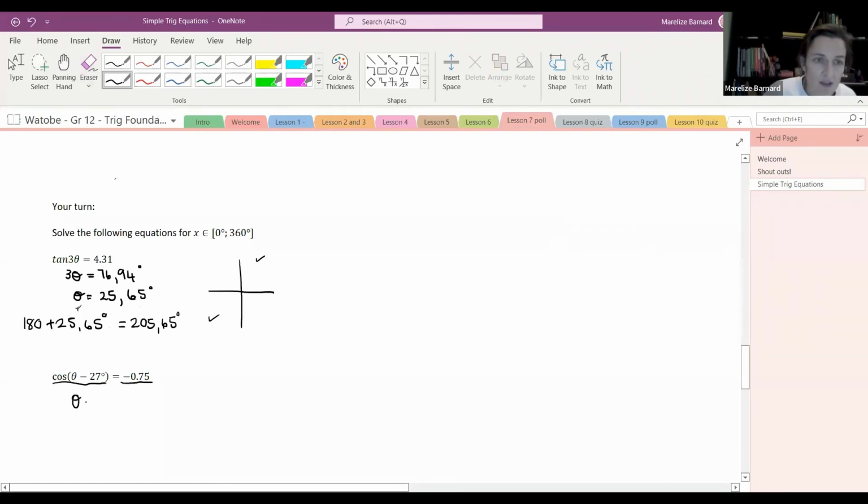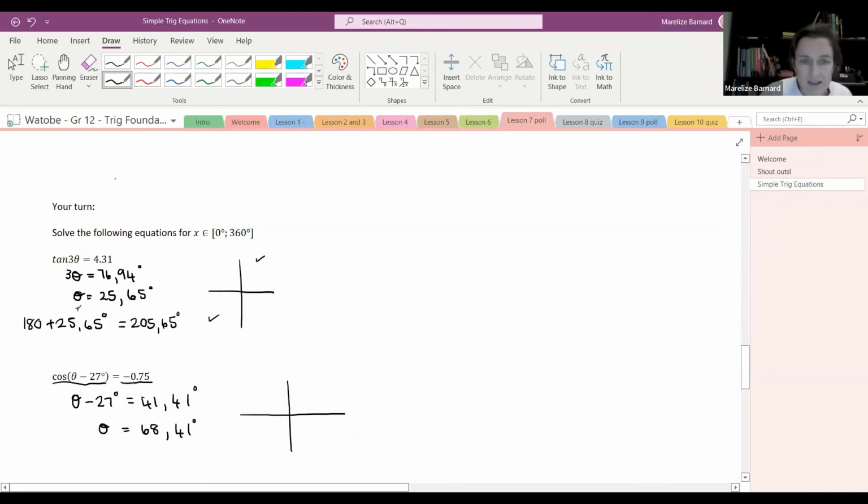So theta minus 27 is 41.41. Sorry, I'm writing 14 instead of 41. We need theta, not theta minus 27, so we add 27 on both sides. That gives me 68.41 degrees. Okay, now I'm going to decide on my quadrants because I'm working between 0 and 360.